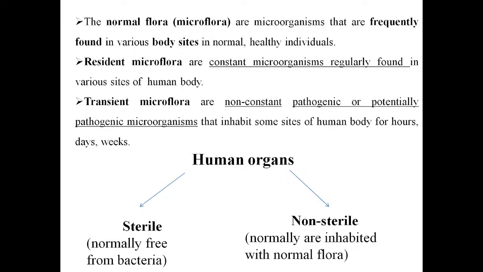All human organs are divided into sterile and non-sterile. We talk about sterile water, for example, in microbiology. Sterile means lack of any microorganisms. So sterile organs are normally free from bacteria. These organs must not contain any microorganisms. But non-sterile organs are normally inhabited with normal microflora. They have normal or beneficial microorganisms.